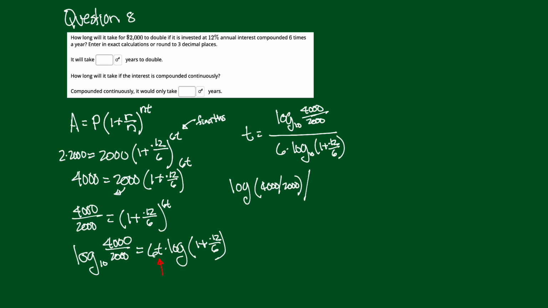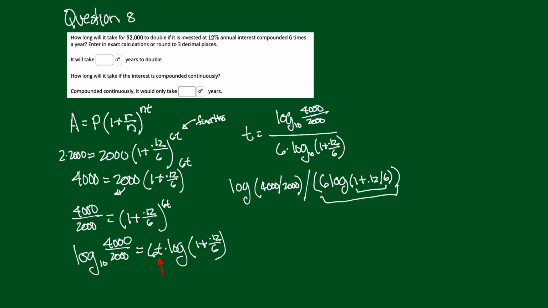I've got 6 times this, so I need to capture all of this. So capture all of it by writing parentheses. So parentheses, 6, press the log key, you get parentheses, put in 1 plus 0.12 divided by 6, close. Now that closes that one, then you need another parentheses to close that one. All right, that should do it.